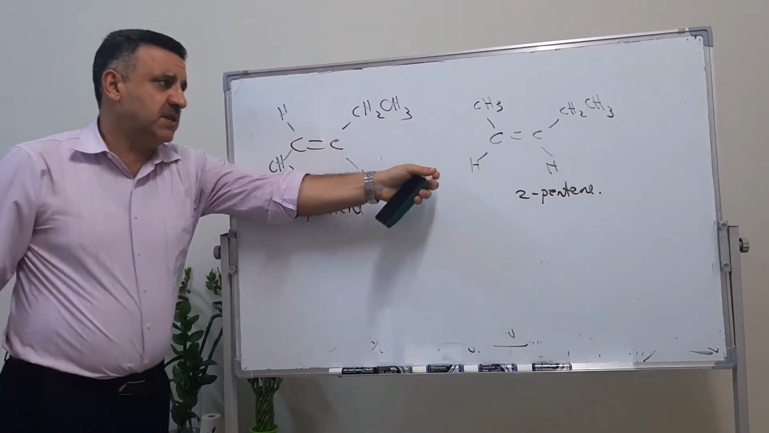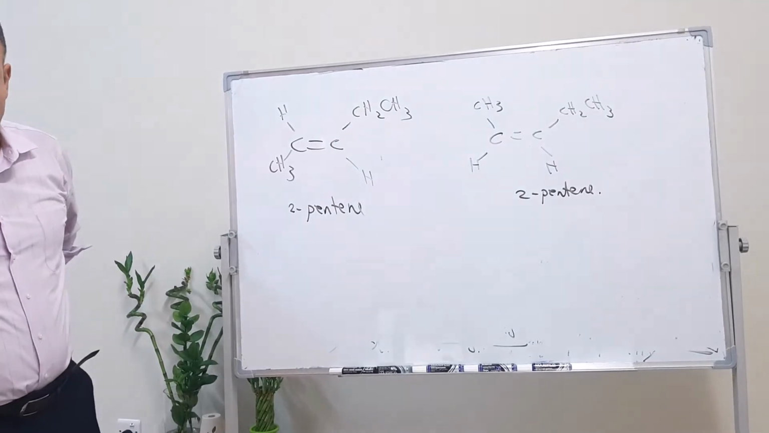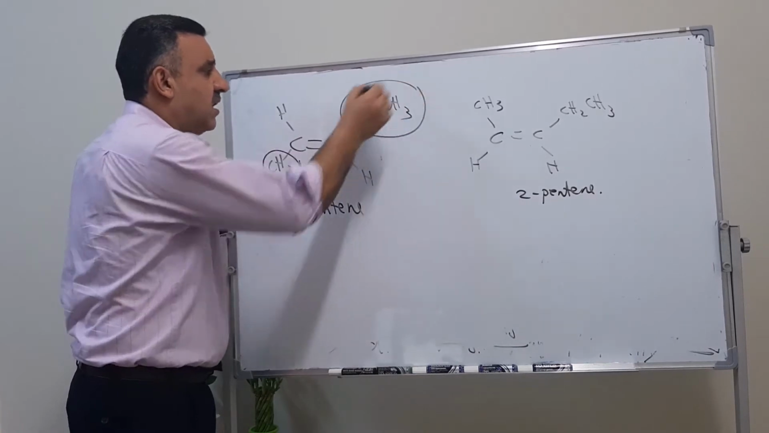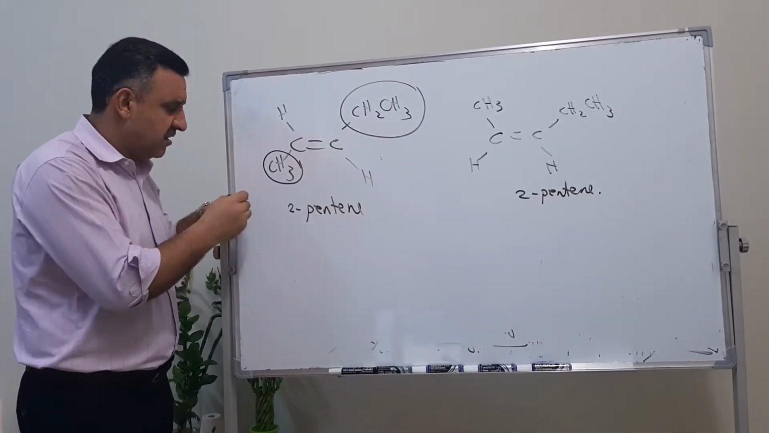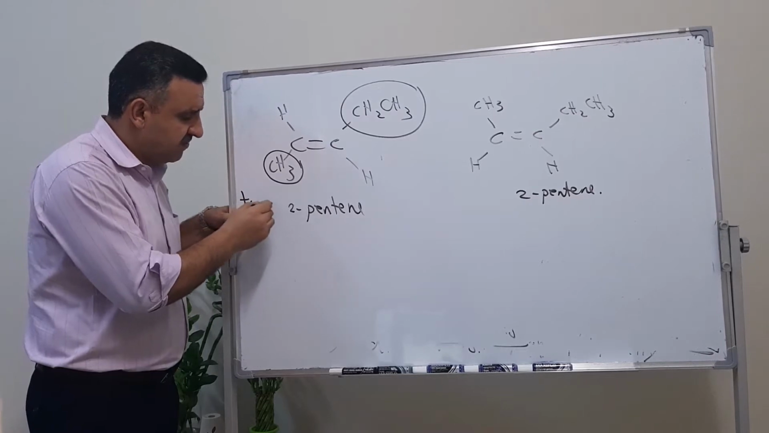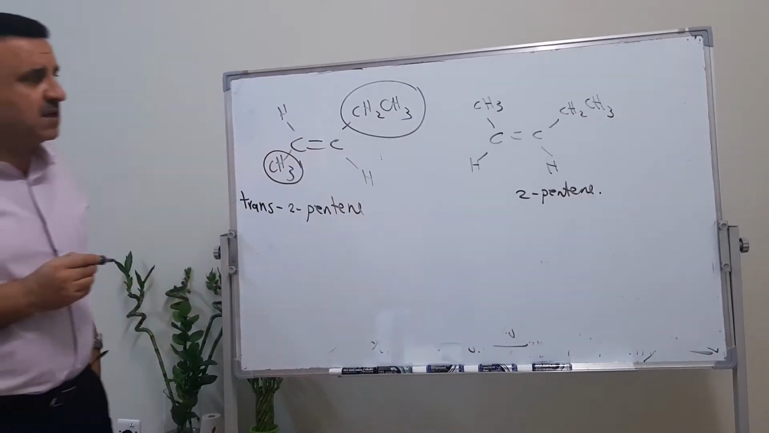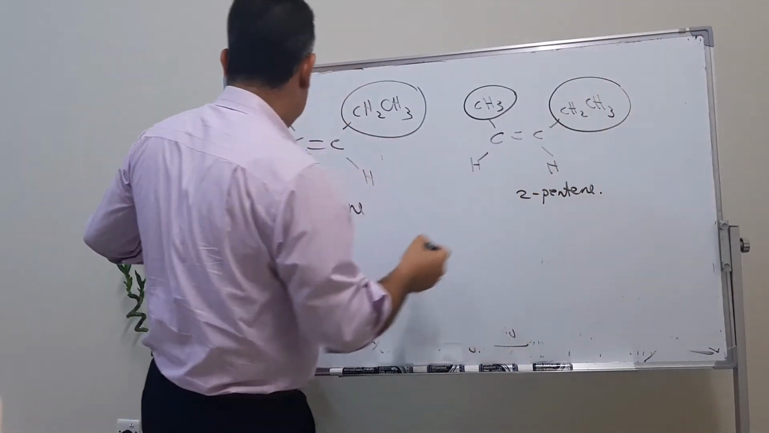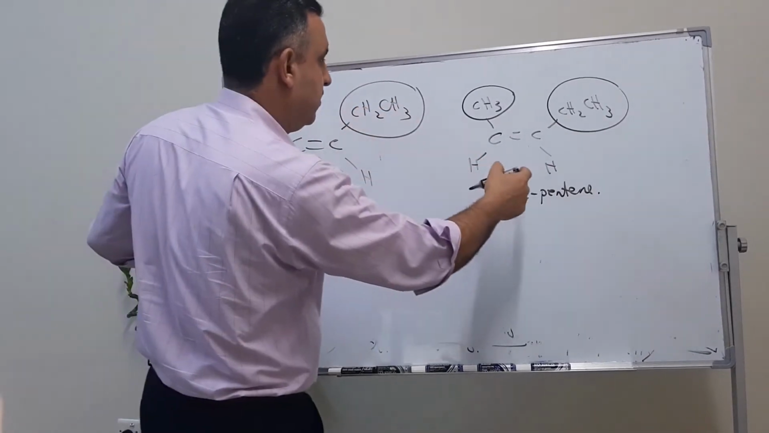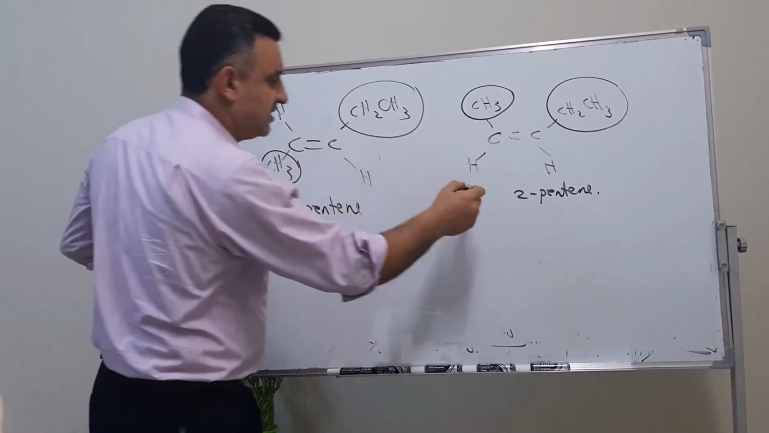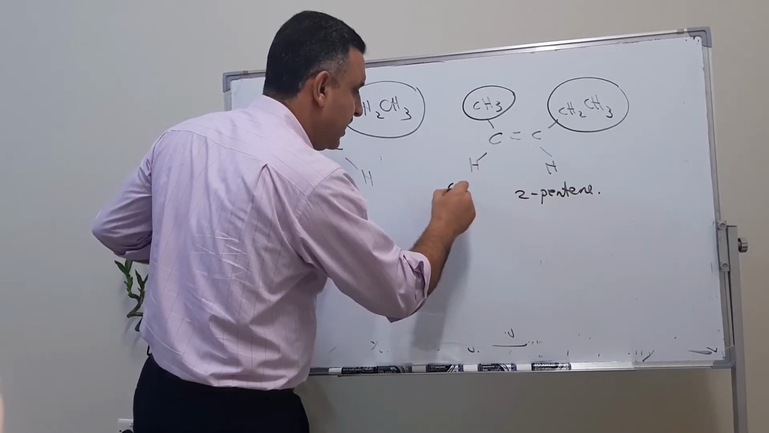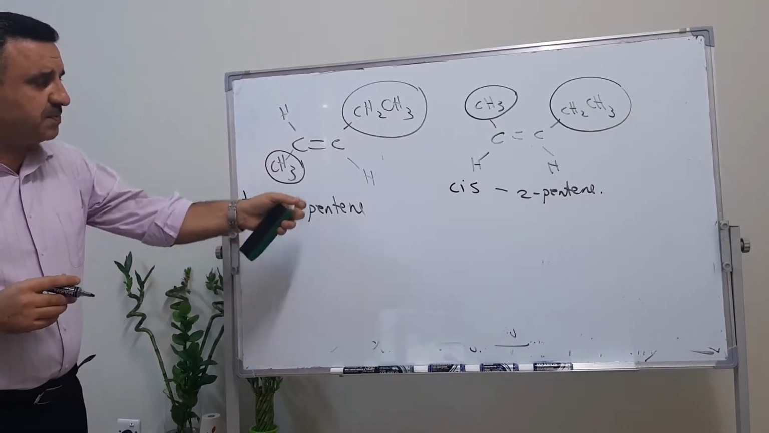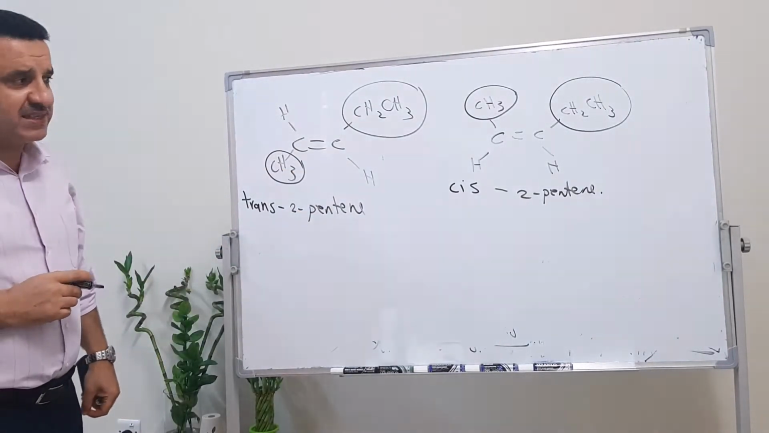Now, the difference between this and this: these are two isomers, two stereoisomers. The difference is that two groups in here are in opposite directions or in opposite planes. Therefore, we must distinguish this from the first one, and that's why we add trans. While in this compound, these two groups are in the same plane or phase, and that's why we must add cis. So the name of the first compound will be trans-2-pentene, while the second will be cis-2-pentene.